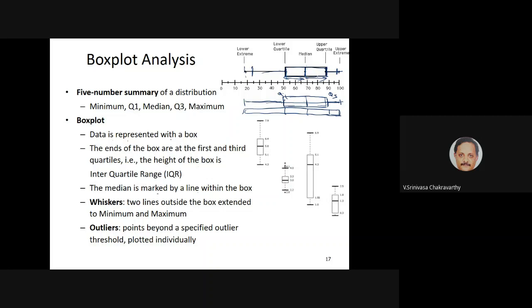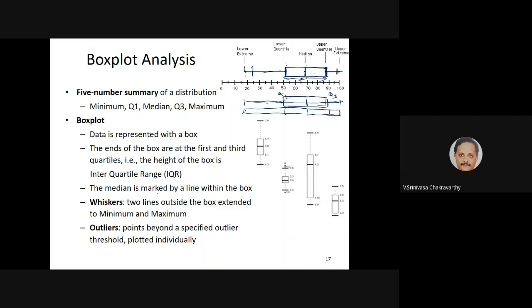So I draw a box from the lower quartile to the upper quartile. At the point where there is the median, draw a vertical line. So the box is split into 2, not necessarily equal halves. Then from beyond the box all the way to the lower extreme, that is the min value, draw just a single line. This is not a box.